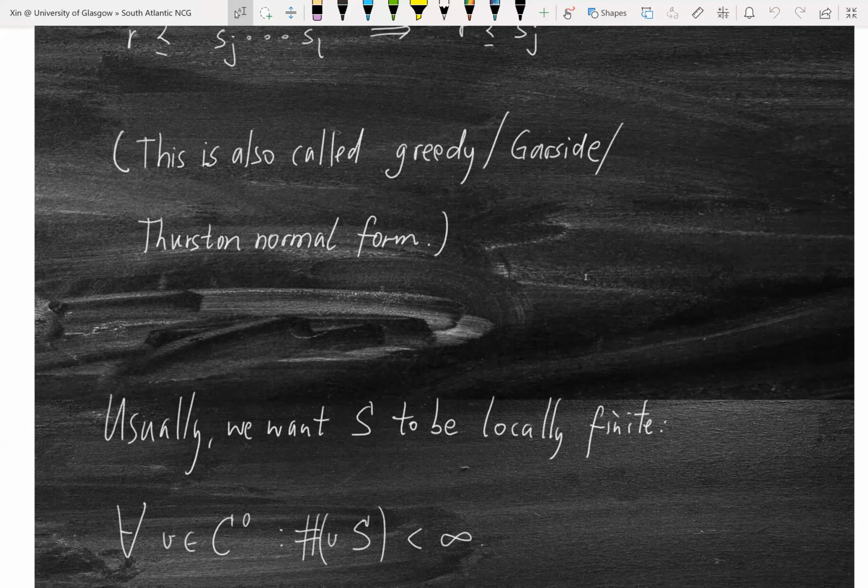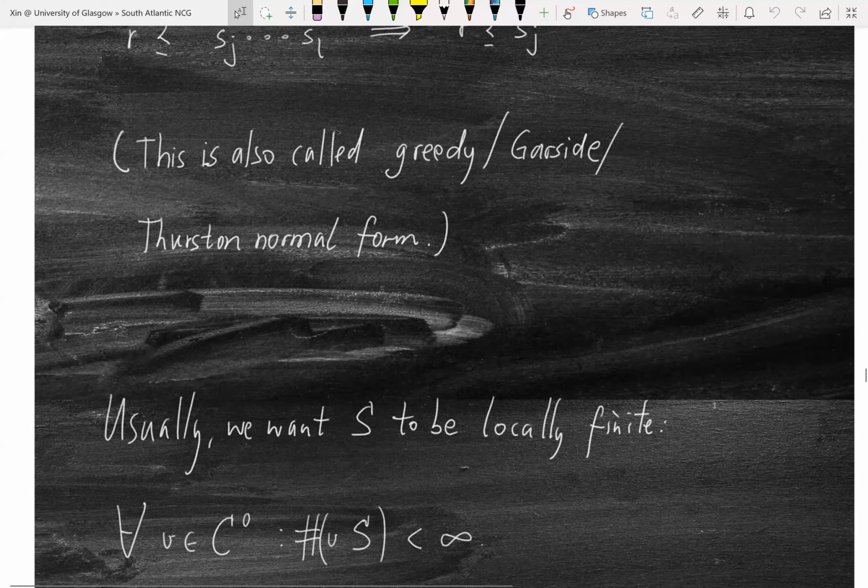And there are various ways to say when S is small. So for instance, you can ask for this finiteness condition. This is saying that whenever you have an object V and you look at the elements in S with target equal to V, then this should be a finite set. So for monoids, this would really mean you want to find a finite Garside family inside a monoid.